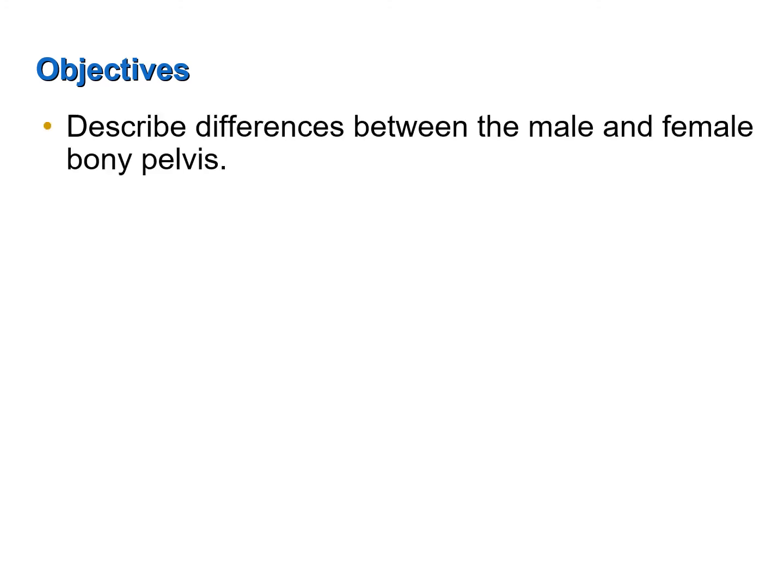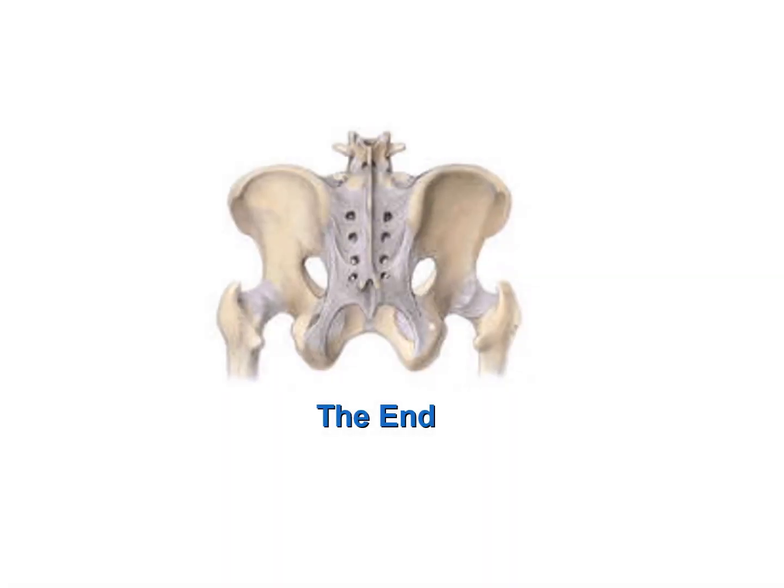Let's review the objectives. Describe differences between the male and female bony pelvis. Describe the arches of the foot. This marks the end of our discussion of Chapter 6.